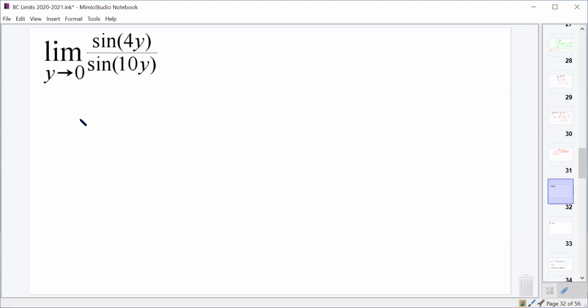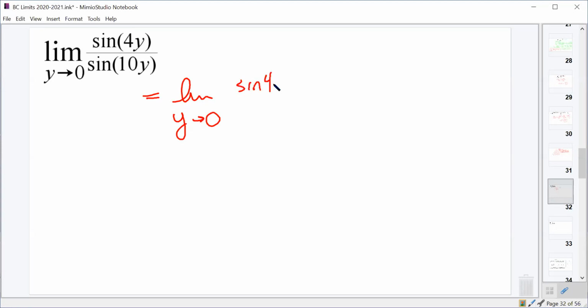All right, let's take a look at another one. It's sine 4y over sine 10y. What do we need to do for this one? I'm not sure what you're saying there, Adrian. You wrote x over x question mark, and then you wrote a y. That doesn't make any sense. Okay, multiply by y on the top and on the bottom. Yeah, so we're going to do that.